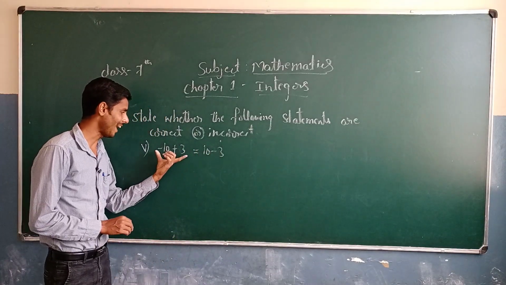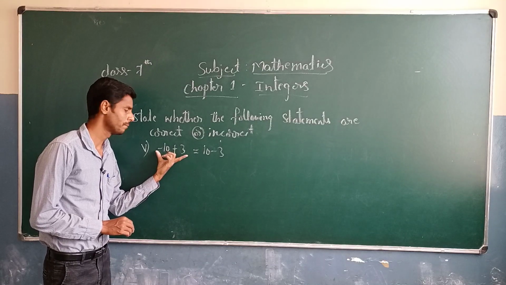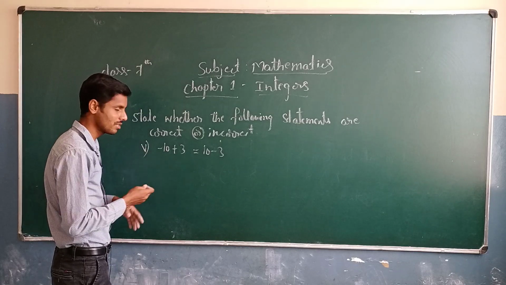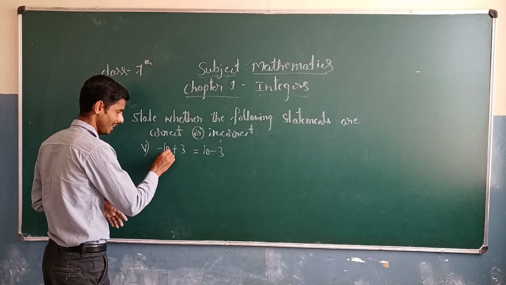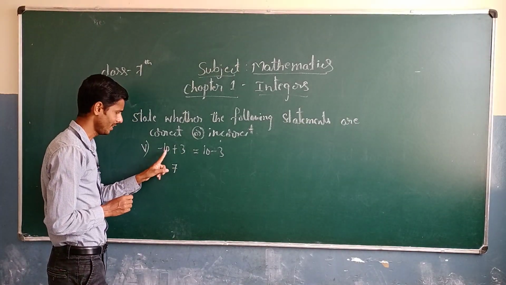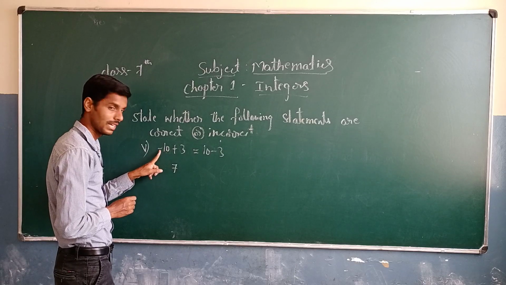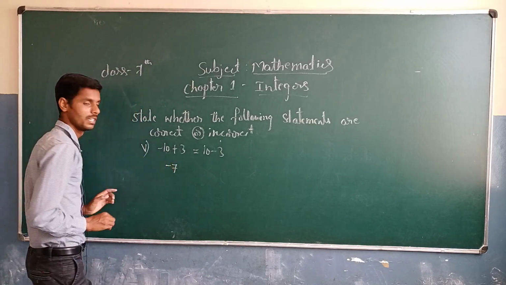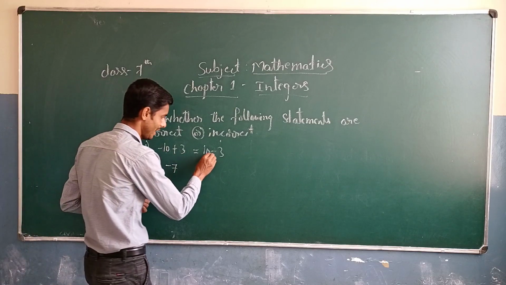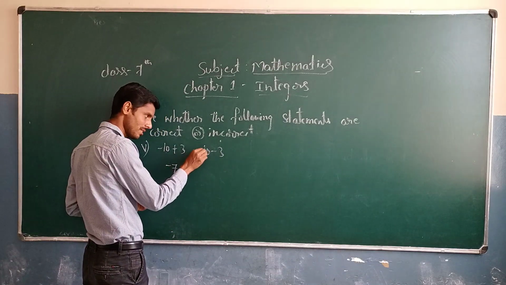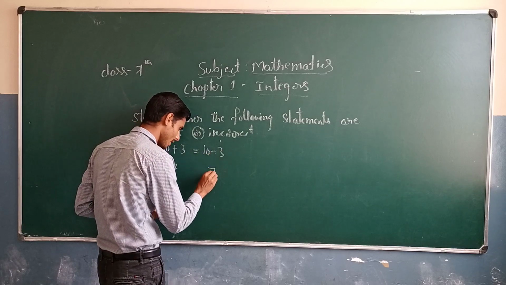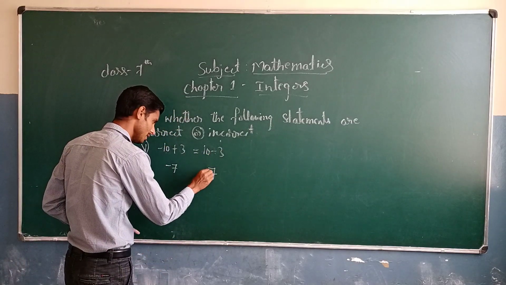Let us find out the value of LHS first. Simplifying, minus 10 plus 3. We know that with opposite signs, we will subtract. 10 minus 3 is 7. What about the sign? 10 is the greater number and it has the minus sign, so minus 7. So minus 10 plus 3 is minus 7. And 10 minus 3, 10 has a plus sign, so plus 10 minus 3 is 7. This 7 is plus 7.